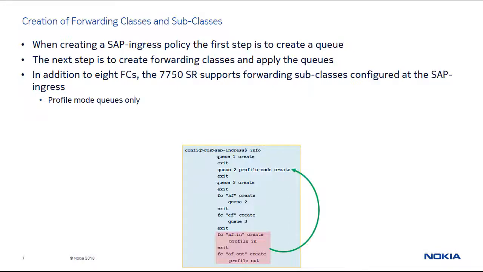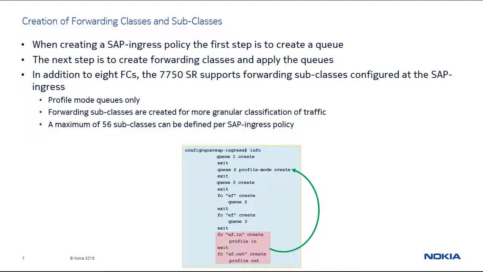In addition to the 8 forwarding classes, the Nokia 7750 Service Router supports subclasses, which as discussed earlier are only used with the profile mode queues. Subclasses are used for more granular classification of traffic. There can be a maximum of 56 subclasses per SAP Ingress policy. For example, one forwarding class can have 56 subclasses, or each of the 8 forwarding classes can have 7 subclasses defined.